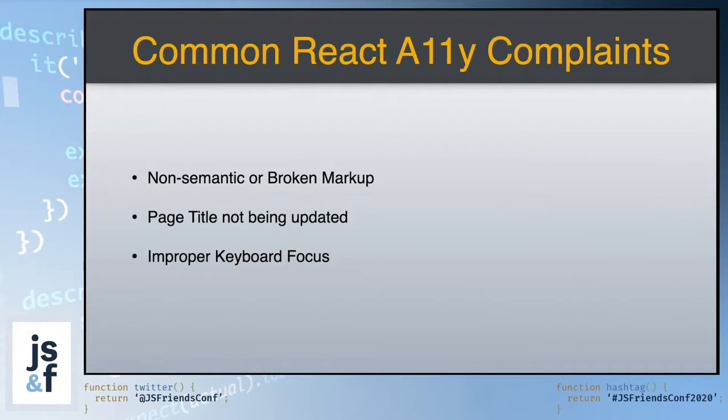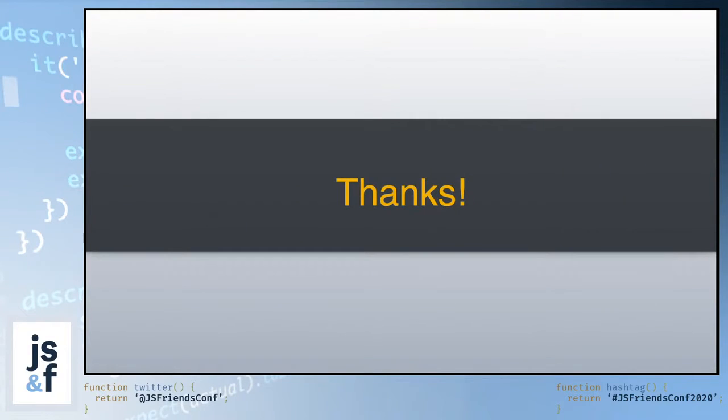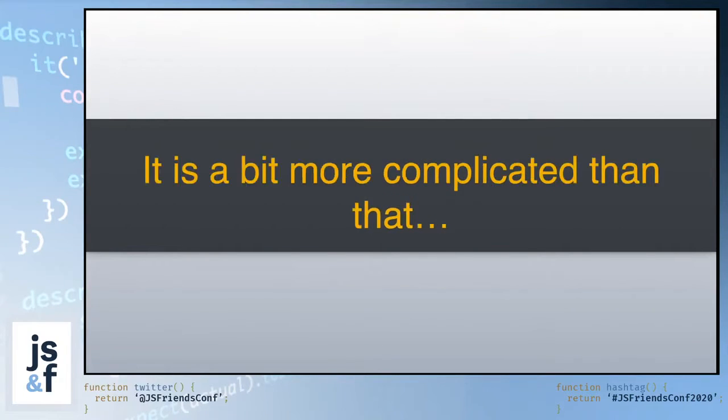So looking at these problems that have been identified, I think I found 3 good solutions. First, we just write valid markup. Next, we update the page title when you switch pages on a single page app. And then finally, we make the components accessible to keyboards. And there you have it. That is how you write React in an accessible way. But of course, it is a bit more complicated than that.